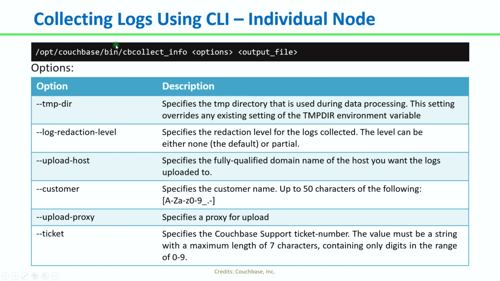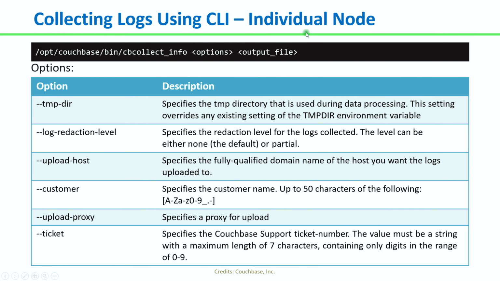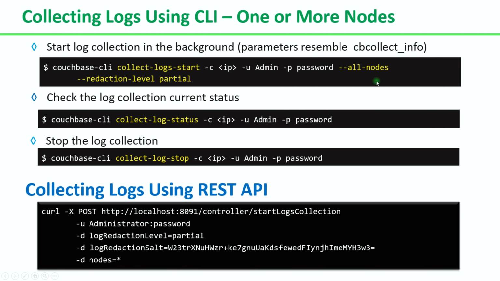Collecting the logs using the CLI command, and this is for an individual node. Collecting logs using CLI for one or more nodes. If you use the individual node command, you need to connect to all the cluster nodes and execute this command, which is a difficult part. If your cluster has 20 nodes, you need to connect to 20 nodes and then execute this command. So instead of doing that, you can use this command where we have the all-nodes option to generate the logs on all the nodes. Couchbase CLI collect-logs-start -c IP address, admin username, admin password, --all-nodes, redaction level partial. You can check the log collection current status with this command, and this is the command to stop log collection.